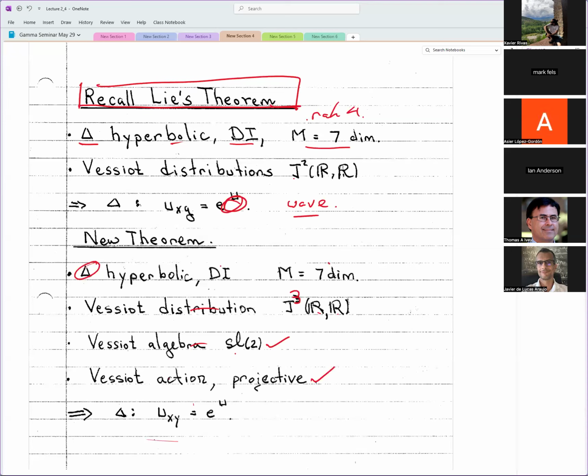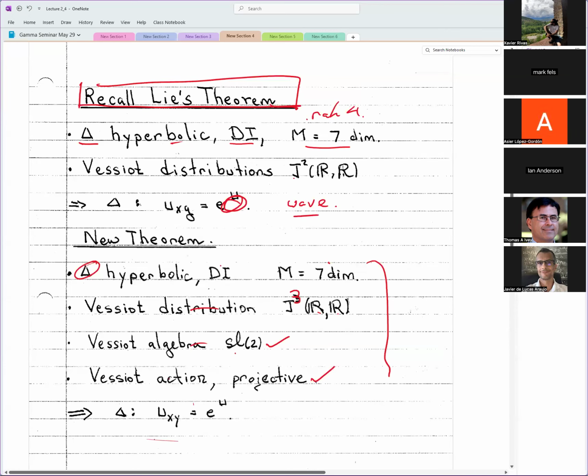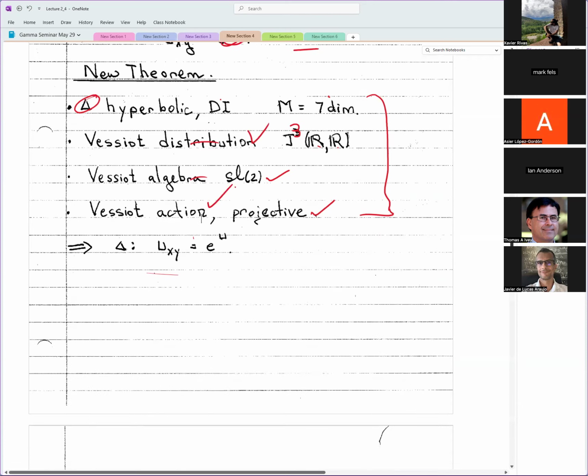This data here gives us, just like Lee's theorem, but we had to add in some more hypotheses. This theorem gives you a complete invariant characterization of the Liouville equation. And that's true in general: the Vecchio distributions and the Vecchio action are a complete set of invariants for a Darboux integrable system. It solves for us the equivalence problem for Darboux equations.